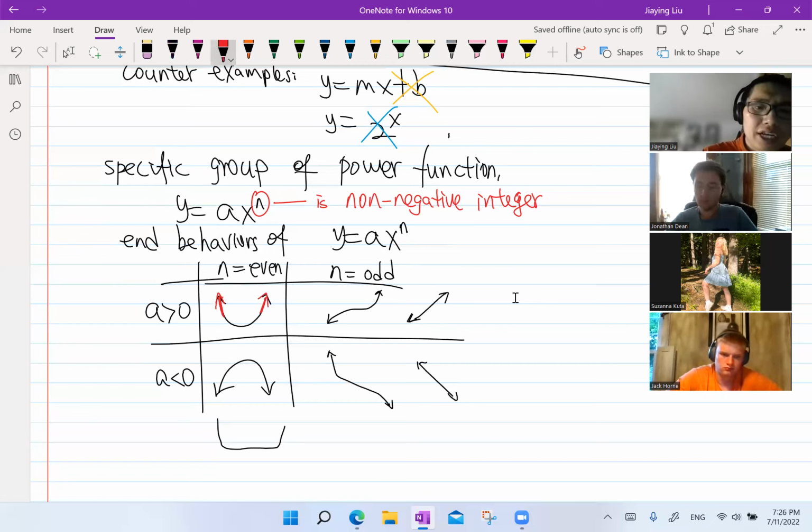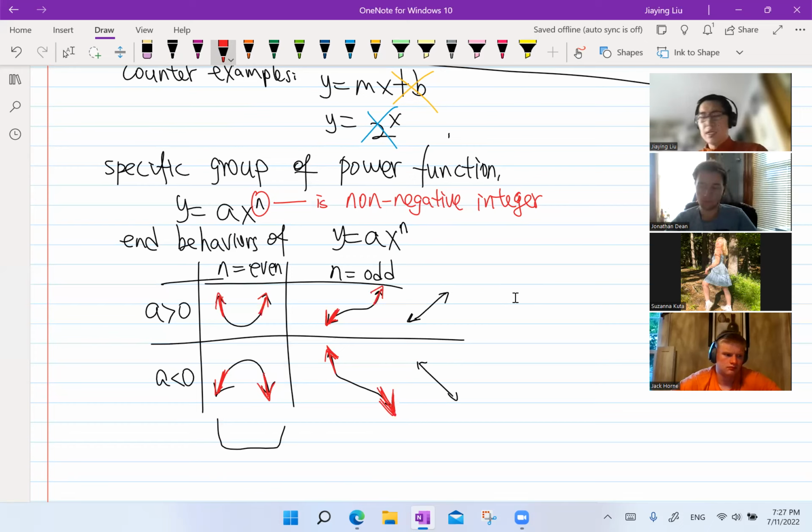So if n is even and a is positive, we get both ends going upwards. If a is negative and n is even, we get both ends going downwards. I'm using a red color here. And if n is odd and a is positive, we get the right side going up, the left side going down. Whether it's a line or a chair is the same. And if a is negative and n is odd, we get the left side going up, the right side going down. So that's something that we should pay attention to, the end behavior. The middle doesn't really matter that much. So that's the end behavior of this type of power function.